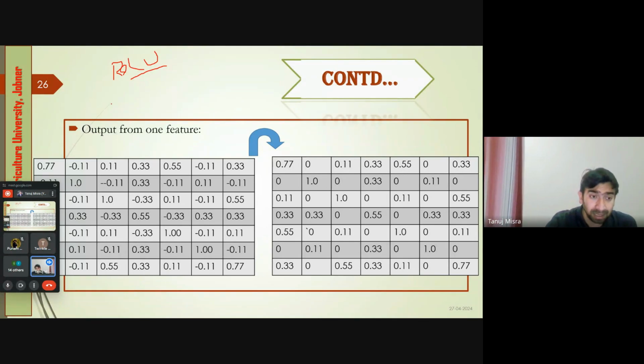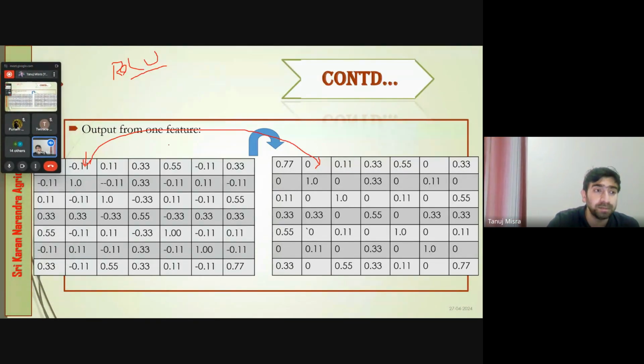Okay, in the ReLU layer, what happens? The negative numbers in the features are less important. That's why they are replaced with a non-negative value, that is 0. So what happened here? It scanned the whole image. The whole image is scanned, and the negative values are replaced and become 0.